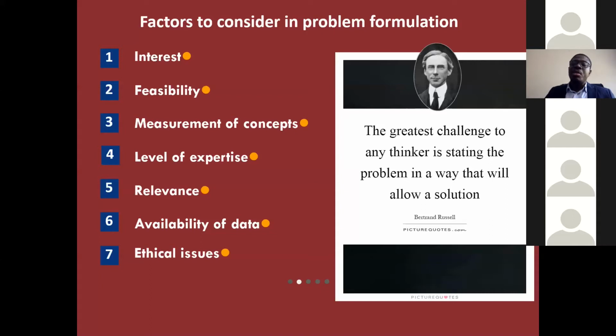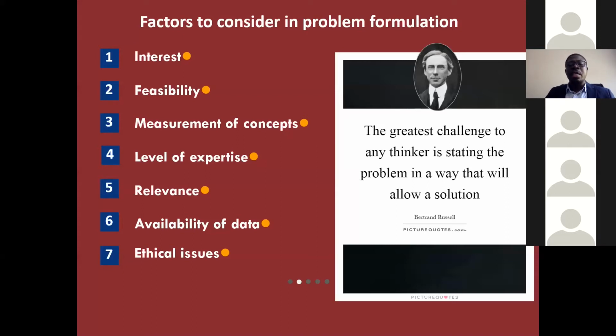Remember, your research will probably take 2 to 3 years. And so within that period, is it possible for you to complete that topic within the stipulated time? For instance, how can you, as a PhD candidate, undertake a longitudinal study, which will probably take about 10 years? It is not feasible within the time frame of your study.